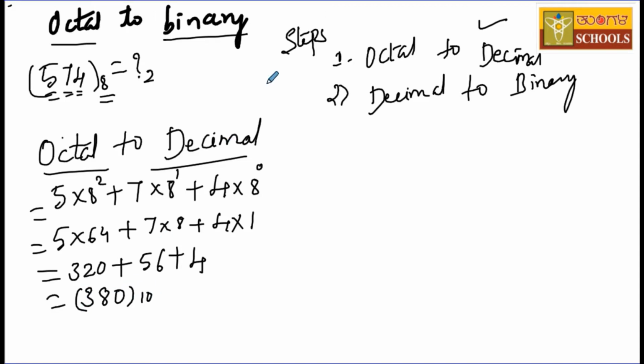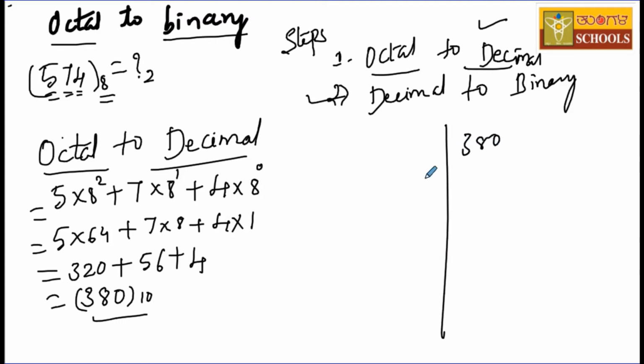380 is nothing but a decimal number. What we did here is the first step, octal to decimal, and this is one of the techniques to convert octal to decimal. We converted this number into its equivalent decimal. What is the second step? Decimal to binary. How to convert decimal to binary? Take the converted number, that is 380, and convert this 380 into binary by dividing by 2.